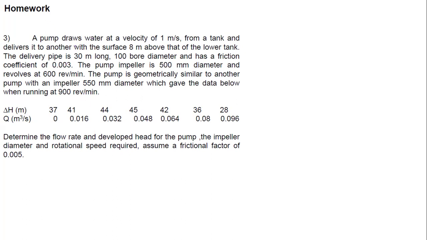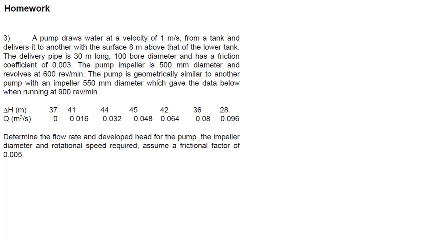They say to us, a pump draws water at a velocity of 1 meter per second from a tank and delivers it to another with the surface 8 meters above that of the lower tank. The delivery pipe is 30 meters long, 100 bore diameter, and has a friction coefficient of 0.003. The pump impeller is 500 millimeters diameter and revolves at 600 revolutions per minute.